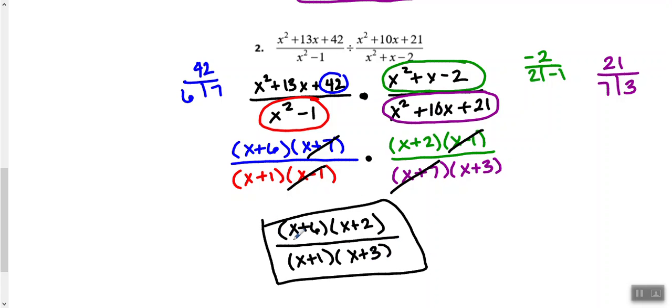So that is how we're going to simplify, multiply, and divide these rational equations. It is heavy in factoring. Again, go and review the Unit 2 factoring video if you need additional help, or come see me.